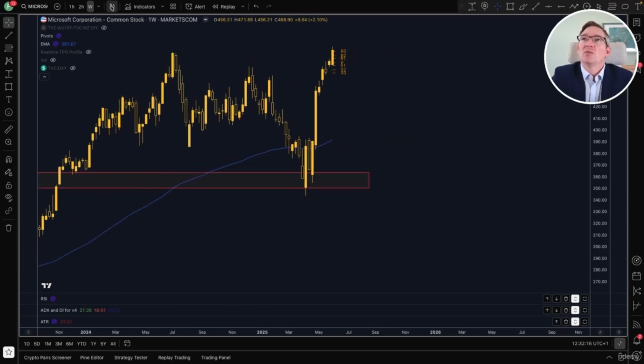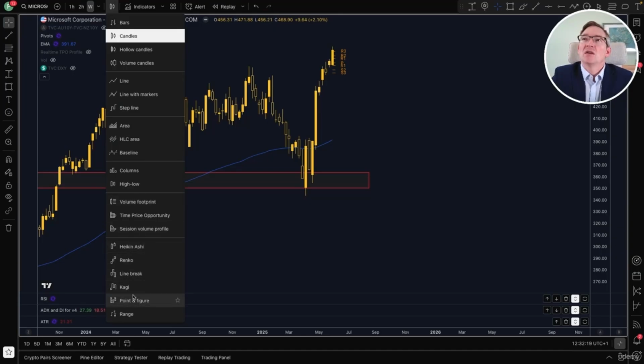Now the final example is the point and figure charts.